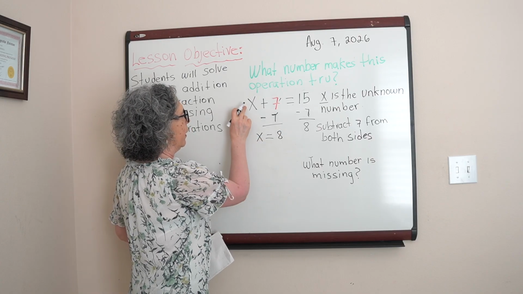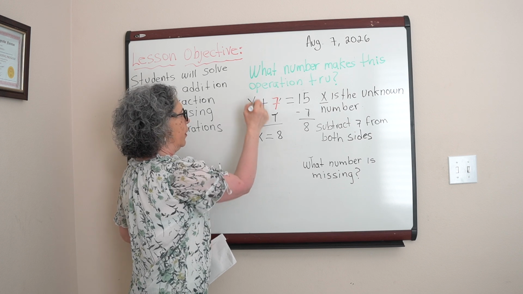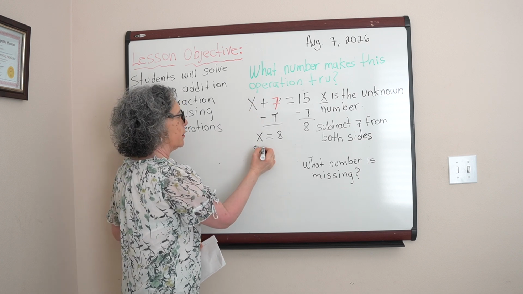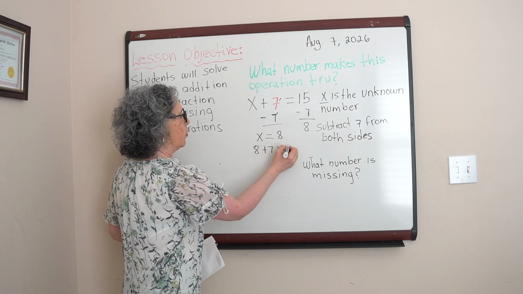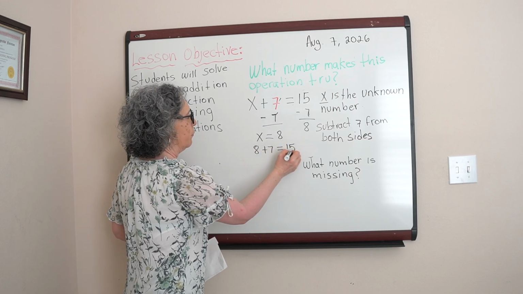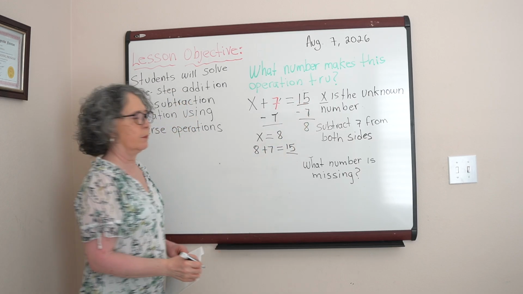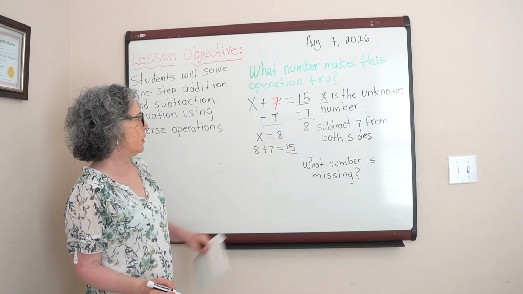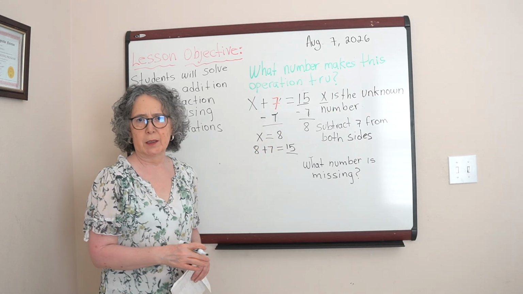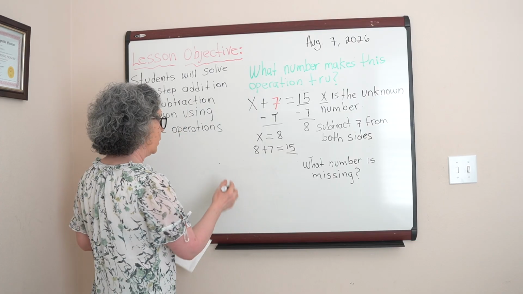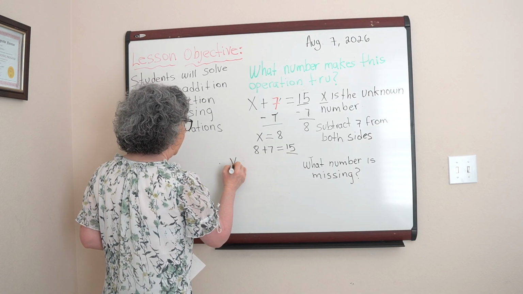Let's prove this. The value of the unknown number, or the x, is 8. We're going to put 8 right here instead of the x. 8 plus 7 equals 15. Right? So what was the missing number? Number 8.